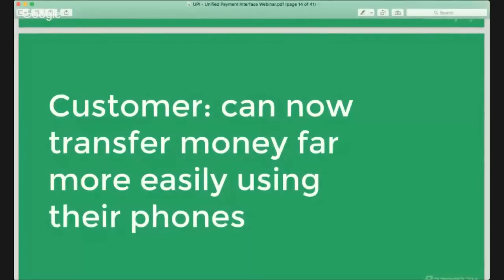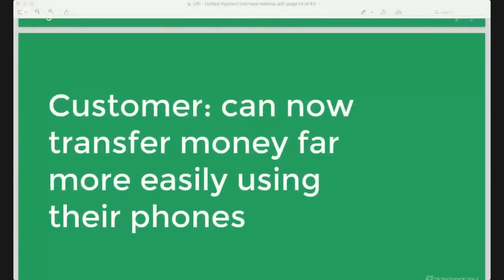It means that customers can now transfer money far more easily using their phones. It means that you get to do away with the net banking websites. You get to do away with the bank-specific mobile applications. You get a common interface on a single app. This app is still provided by a bank, but at the same time, this single application is now your entry to all of your different bank accounts. It now allows you to make fund transfers very, very easily.